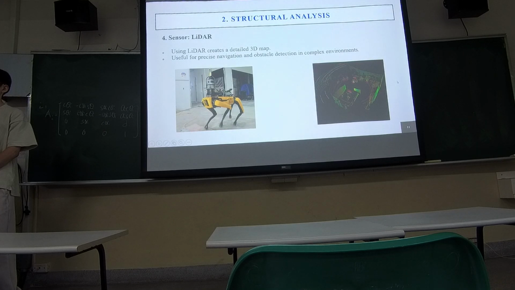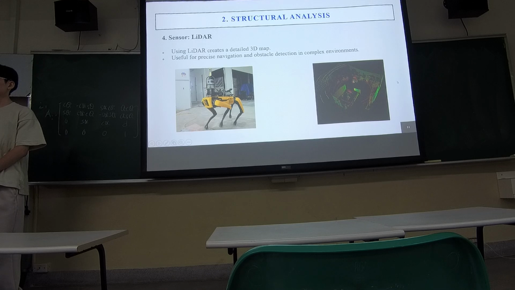And another important sensor is LiDAR. LiDAR uses lasers to measure distance and create detailed 3D maps, and it looks like the right-hand side picture. This is especially helpful when the robot is navigating in complex or unfamiliar environments. This sensor allows robots to react in real time to changes in their environment and adjust their movement accordingly.